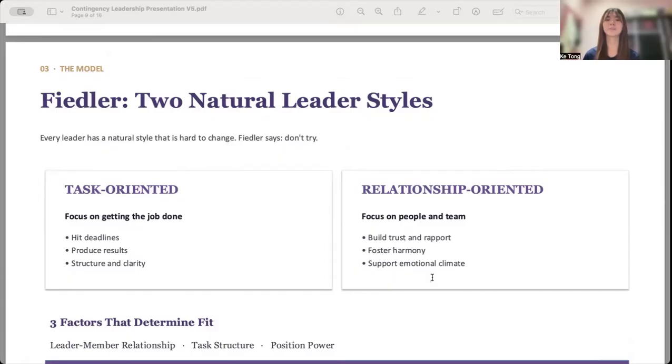So the key question is not how can I change it, but is my natural style a good fit for this situation? So he identified 3 factors to determine the fit. First, the leader-member relationship. Is there trust, respect, or tension? Second, the structure of the task. Is it clear and well-defined, or is it very confusing? Third, the leader's position power. Does the role give real authority, or is it mostly symbolic? So how do we apply this as 21st century leaders?